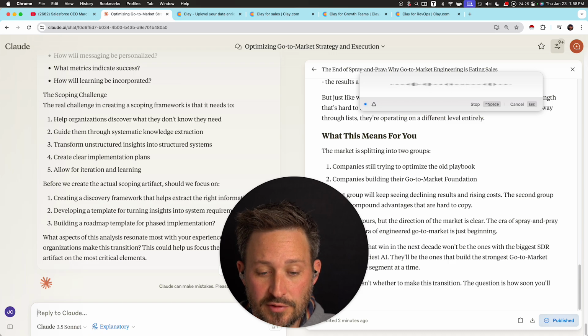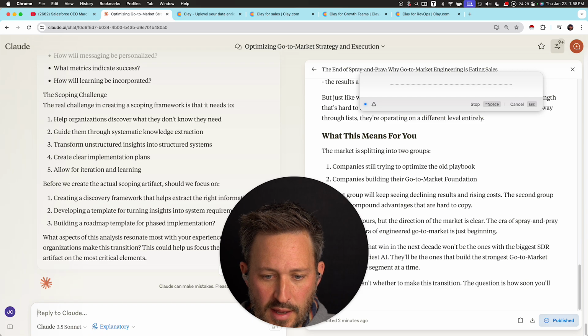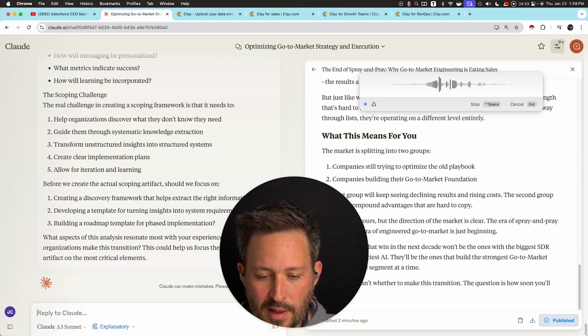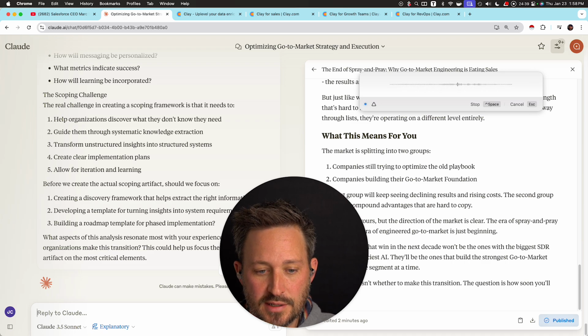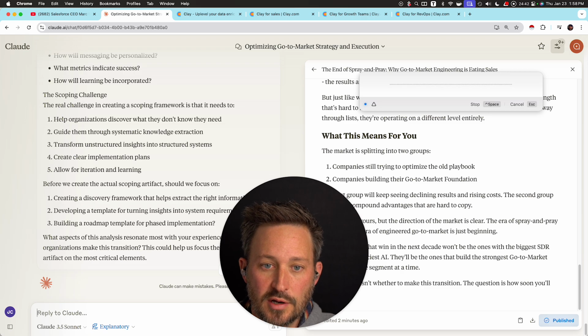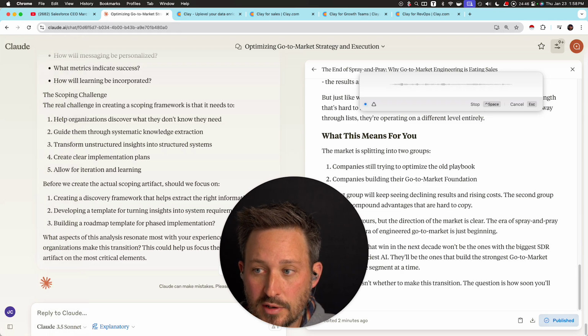Oh, and we definitely need a template. The whole idea is that they have something that they can use right away. Don't worry about the roadmap. What I really want is the exact process to get and structure this information so that a go-to-market engineer can be successful. So go ahead and create an artifact like that.